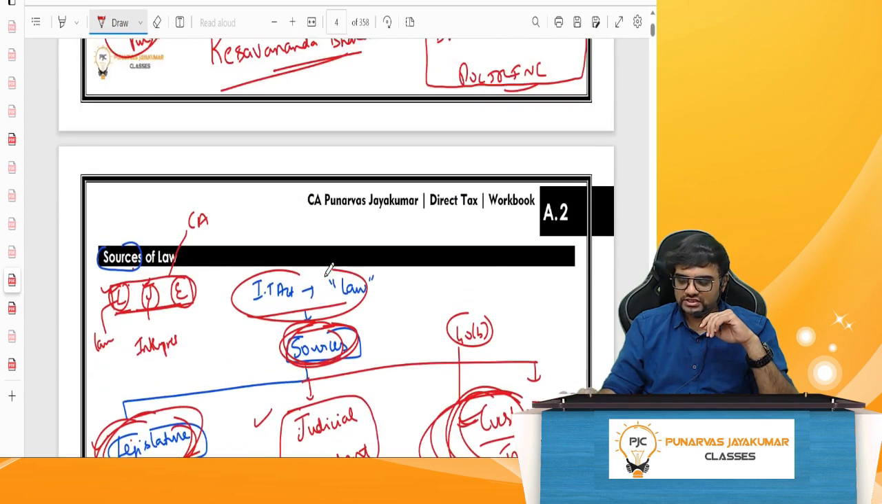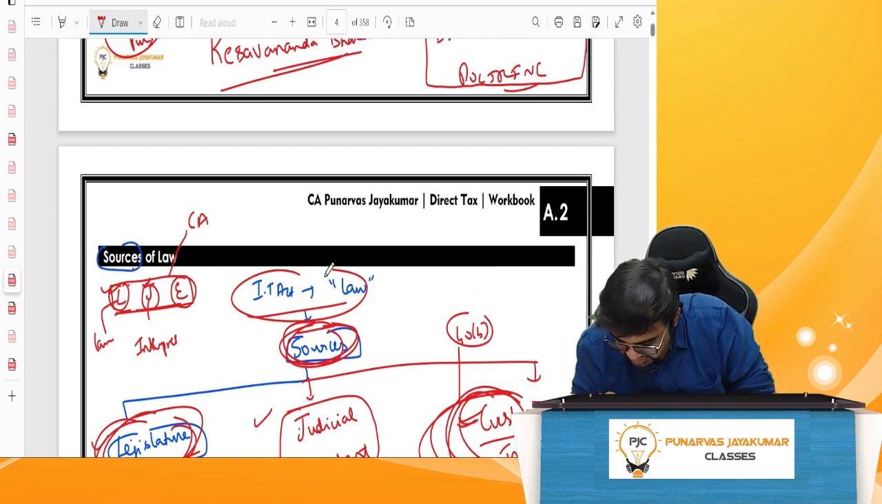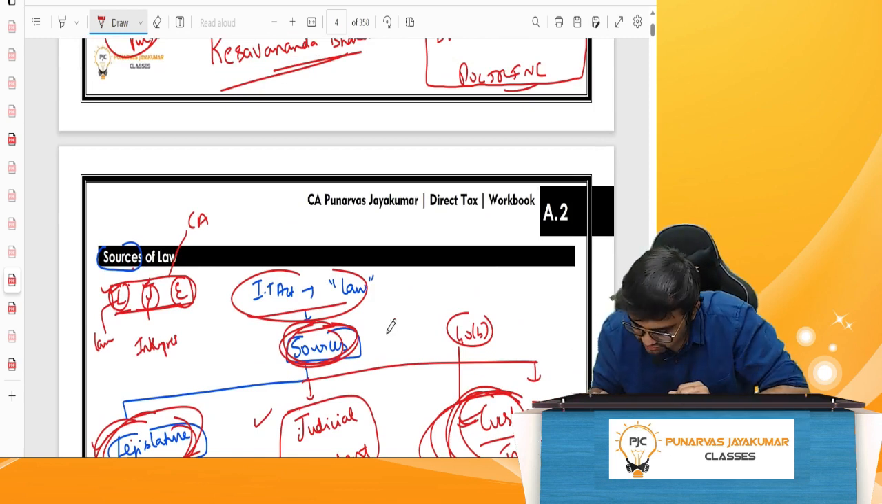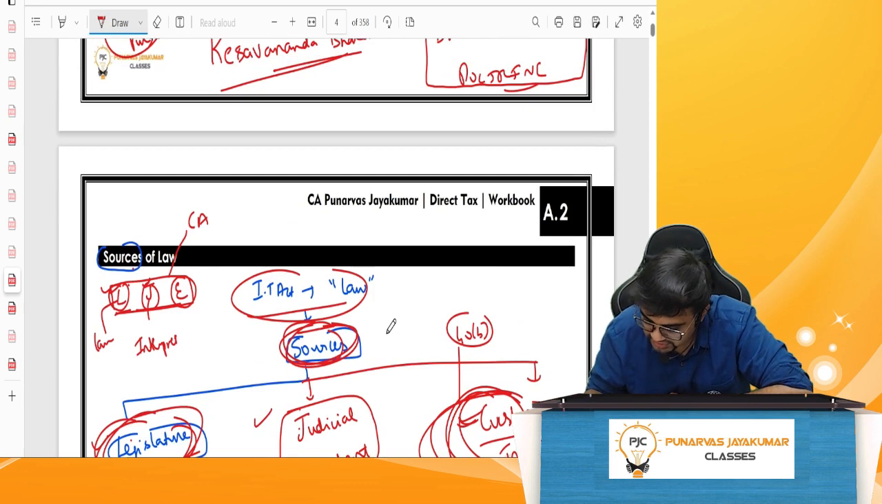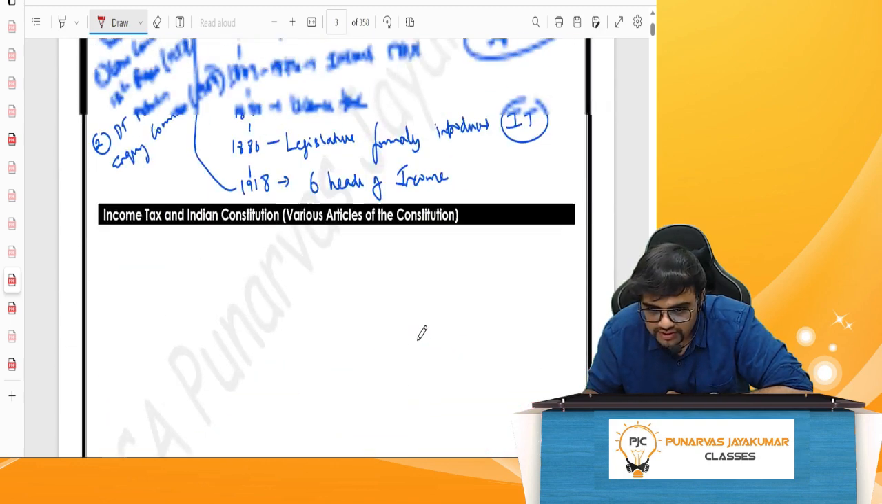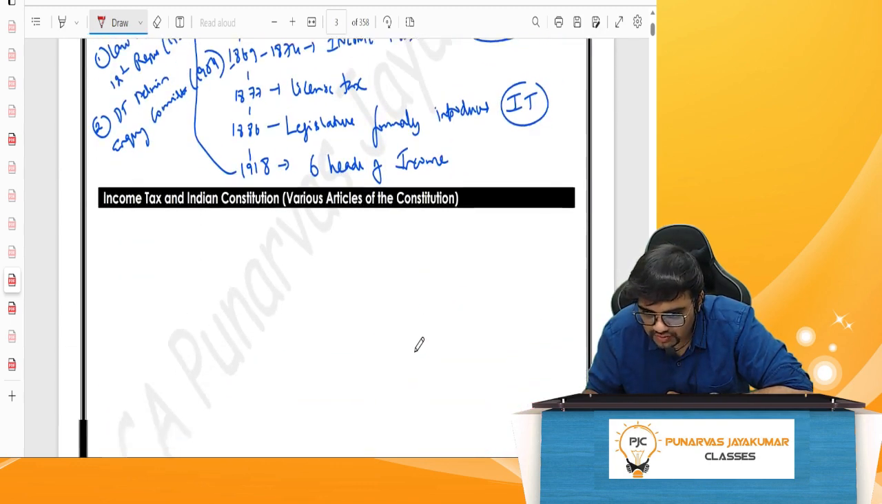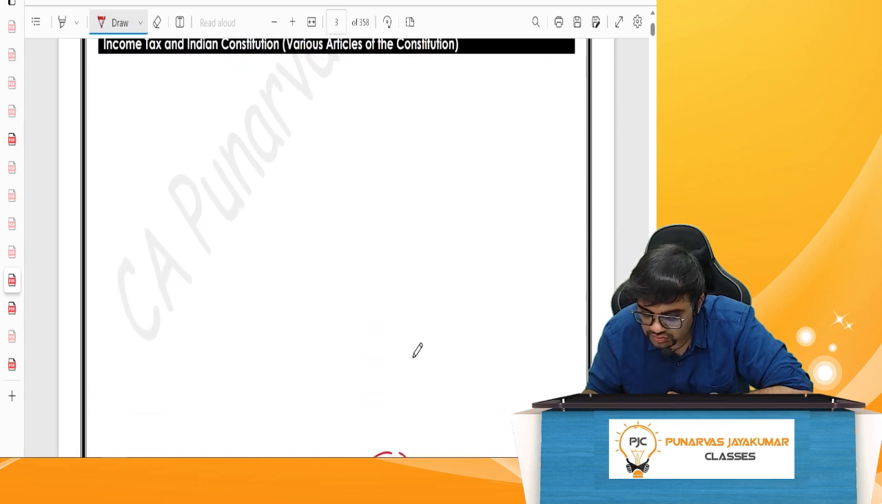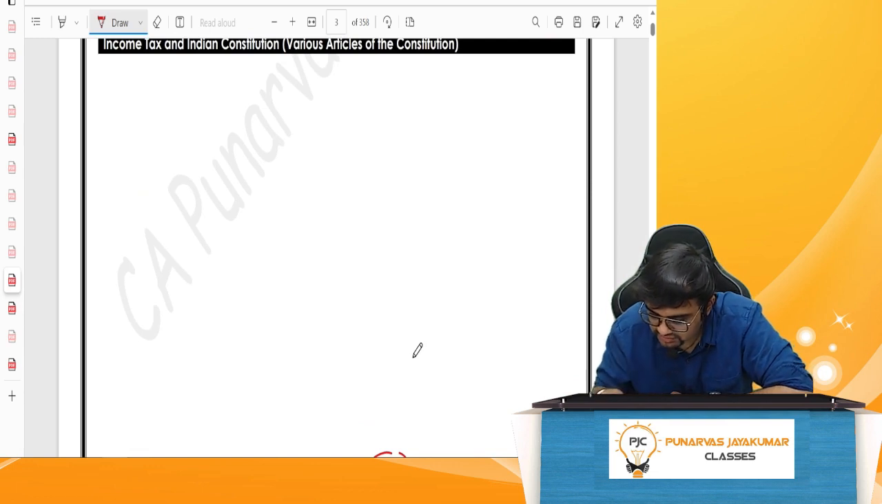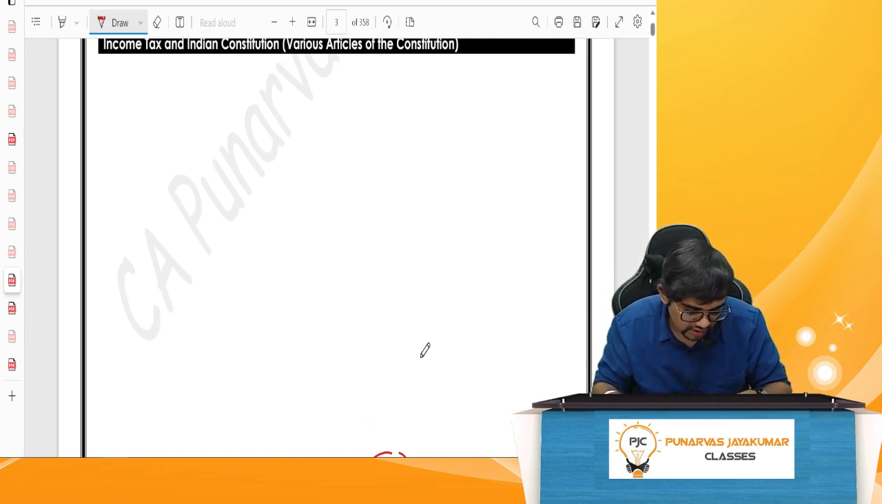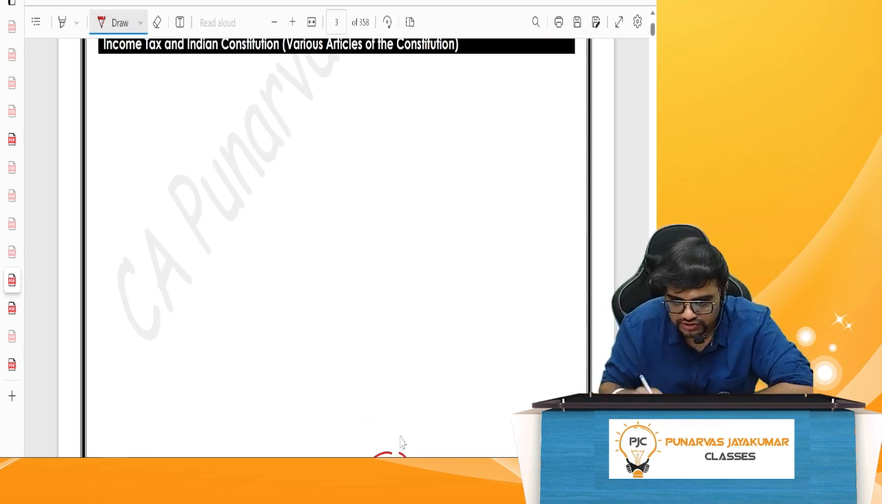All that we discussed. Now, a couple of things as per the Indian Constitution, we can quickly check and then move on. All these entry numbers and all we saw. I told you, income tax and the Indian Constitution. Couple of points. First is Article 14 of the Indian Constitution. Let's write it down.